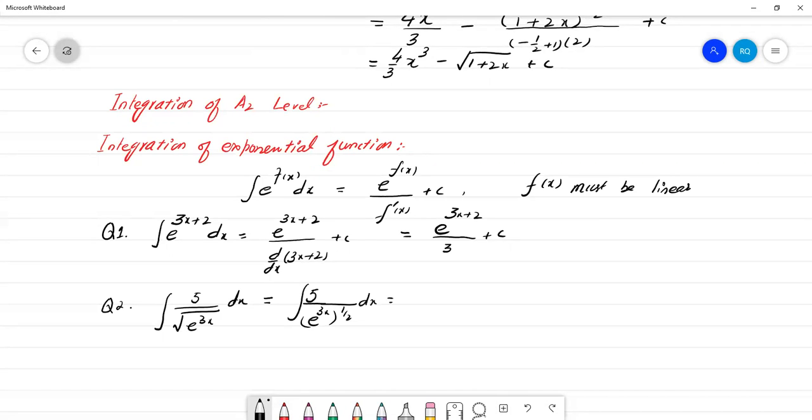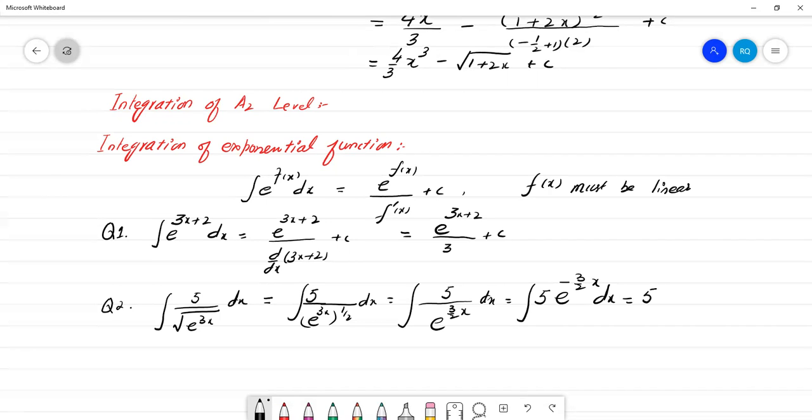Students, you know that whenever you have to remove the under root sign, this means you have to put 1 by 2. So 5 as it is, power of a power will multiply, by e raised to power 3 by 2x. I got my first challenge: no terms of x should be in the denominator or in radical form. So over here I will write this one as 5 e raised to power minus 3 by 2x dx.